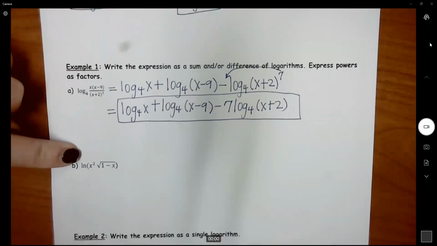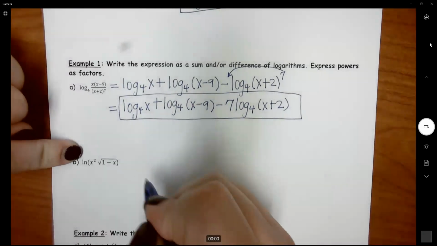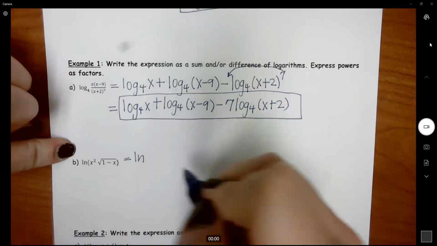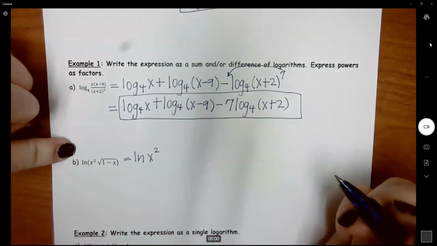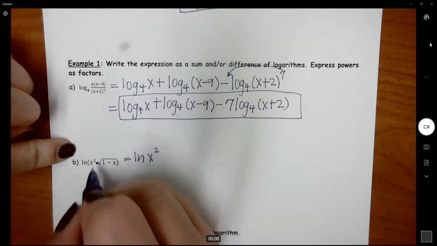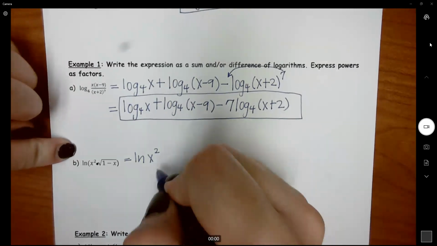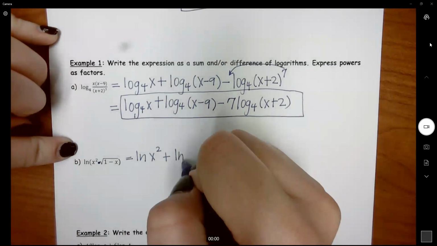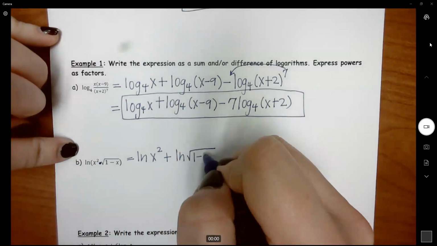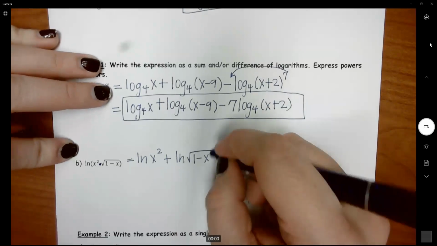Okay, same thing here. We have the natural log of x squared. These are being multiplied together. So we'll do plus the natural log of 1 minus x.